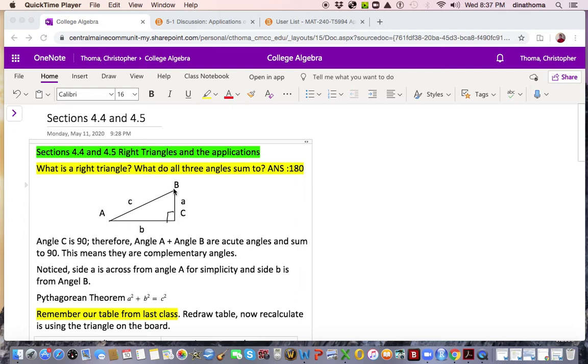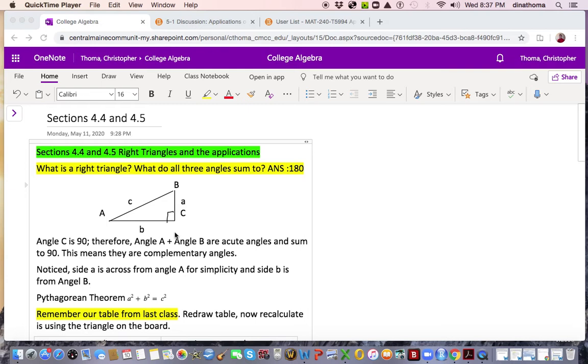Because if C is 90, then the other two have to sum to 90, because 90 plus 90 is 180. Notice the side little a is across from angle A. So if angle A is in the bottom left, side A is directly across from it. Angle B is at the top, side B is at the bottom. Angle C is typically the 90-degree angle, and side C is the hypotenuse, again across from it. This is just done for simplicity.